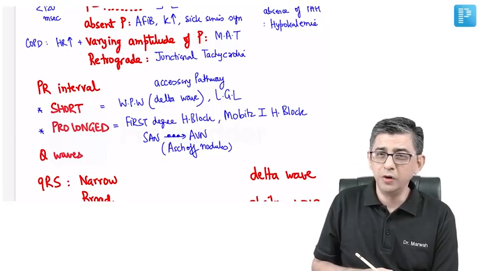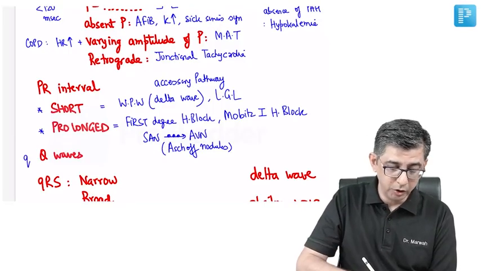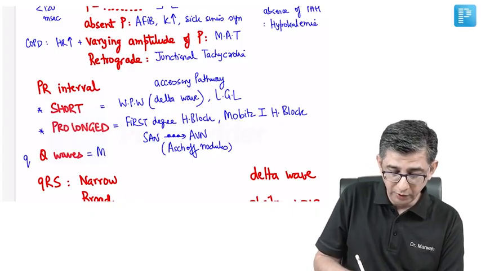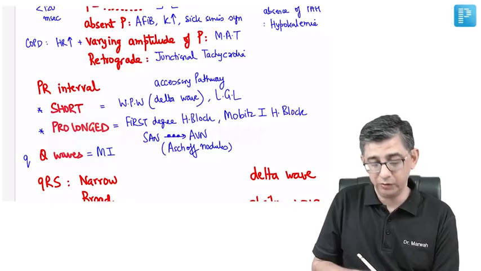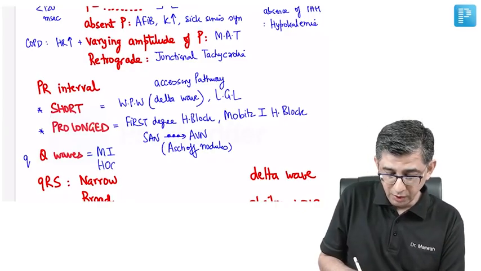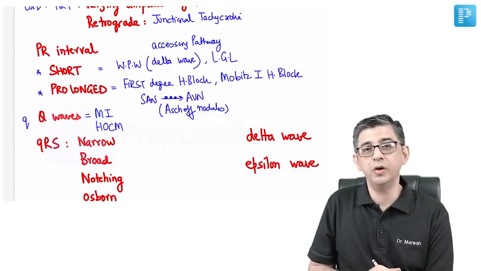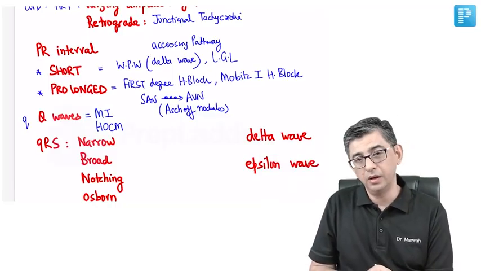Then Q waves are always written with a small q, but here we are talking about capital Q waves, that is pathological. Q waves or deep Q waves or pathological Q waves are encountered in MI, that is okay, but you can also encounter them in one of the commonest cardiomyopathies, that is hypertrophic obstructive cardiomyopathy.